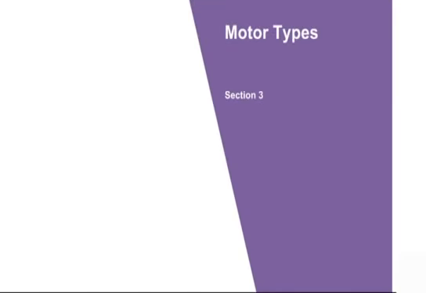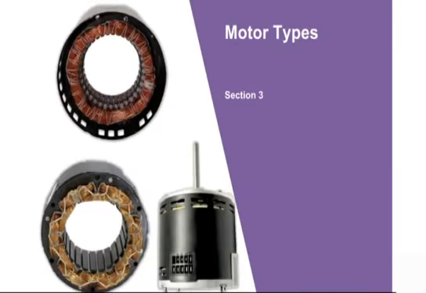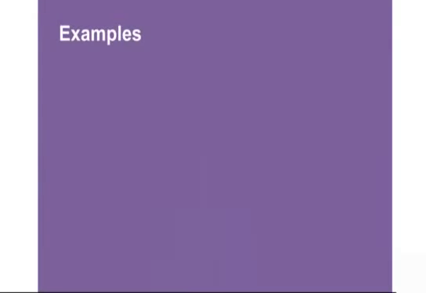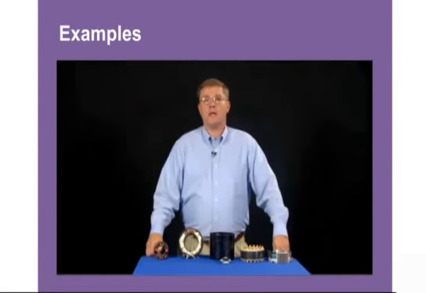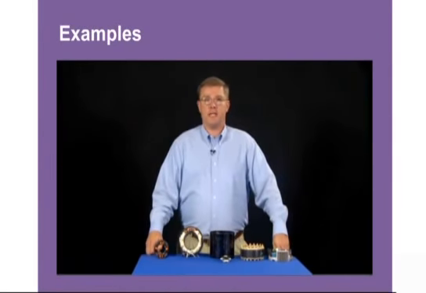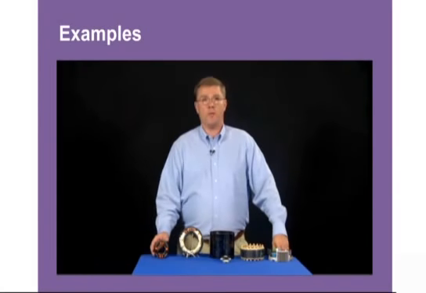Now that you understand the different types of enclosures, this section will discuss the various types of motors used in HVAC/R applications. There are several types of motors we use in HVACR applications. The first type is a shaded pole motor.